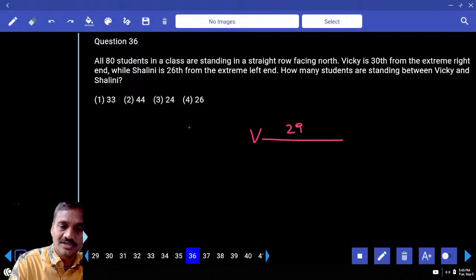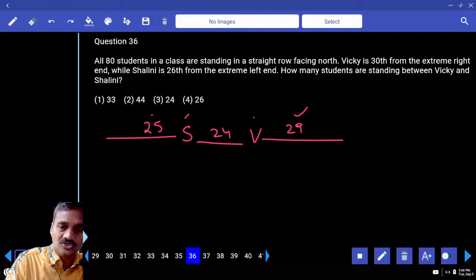Now there are 25 persons. The total number of persons given is 80. Out of them, 25, 26, 27, and 27 plus 29, how much is that? 56, and 80 minus 56 is 24 in between these two. How many students are in between Vicky and Shalini? 24, choice 3, question number 36.